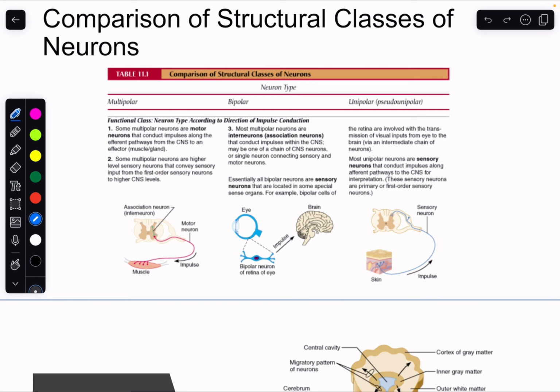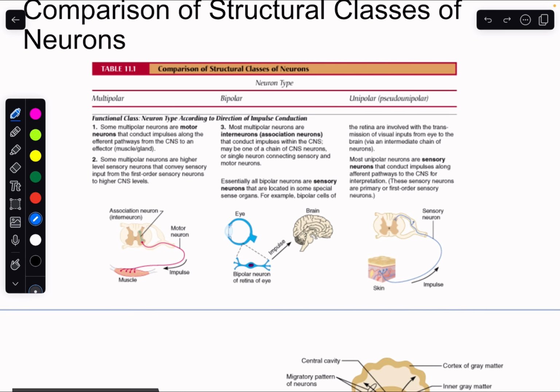All right, multipolar. Some multipolar neurons are motor neurons that conduct impulses along the efferent pathways from the central nervous system to the effector, which is the muscle or gland. Some multipolar neurons are higher level sensory neurons that convey sensory input from the first order sensory neurons to the higher central nervous levels.